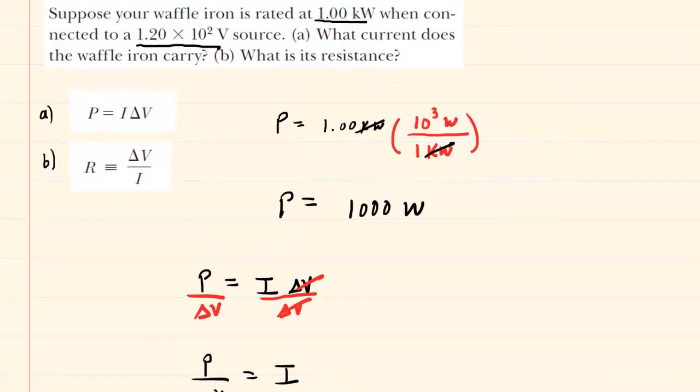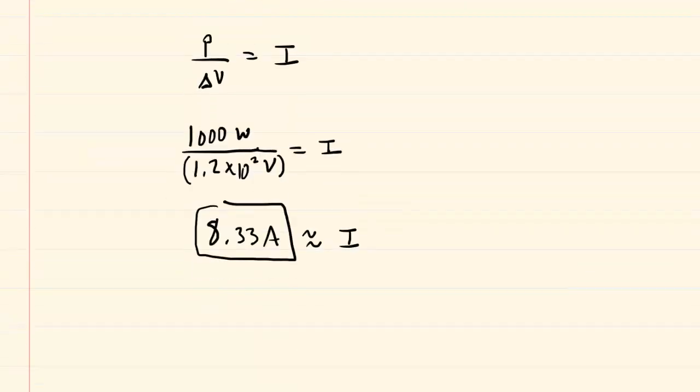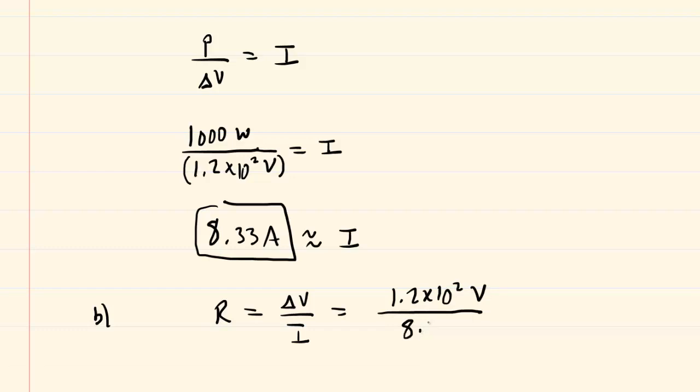In part B, we were asked for the resistance of the waffle iron. We know from Ohm's law that the resistance would equal the potential difference divided by the current. So let's copy that equation down here. Again, the potential difference was 1.2 times 10 to the power of 2 volts, and then we divide this by the current that we just obtained of 8.33 amps. And when you work this out, you should get about 14.4, and the standard unit of resistance is ohms. So this would be the correct answer to part B.